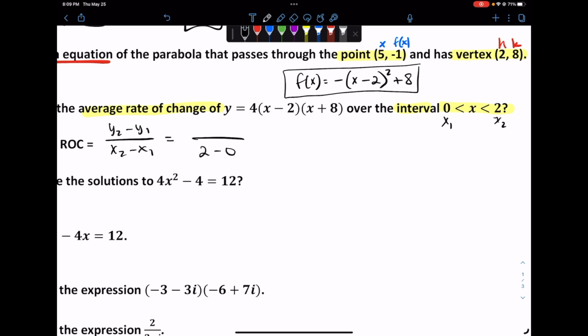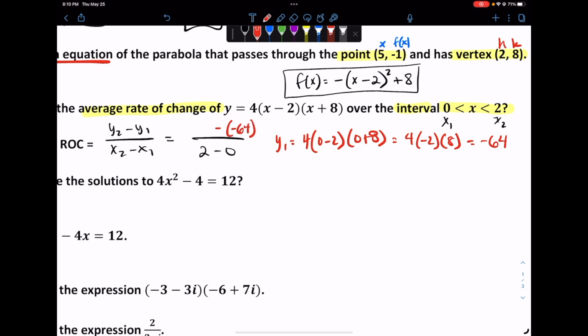So if we plug in 0, we have 4 times 0 minus 2 times 0 plus 8. So that's going to be 4 times negative 2 times 8. So that's going to be negative 8 times 8, which is negative 64. So that's our y1. So that's minus negative 64.